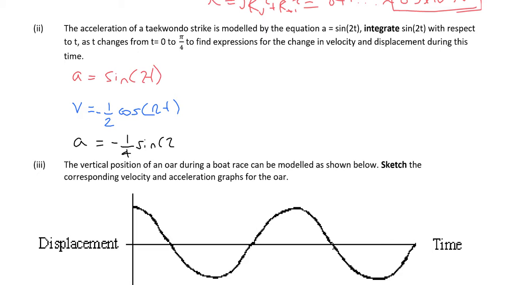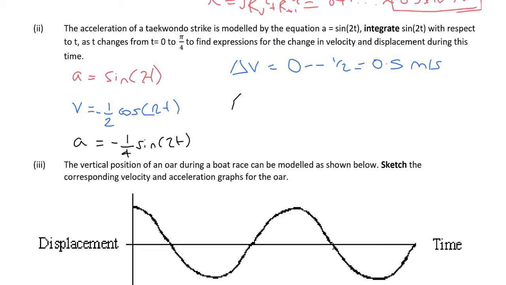We get it like this. Now we were integrating between limits, so the change in velocity is going to be when we put those limits in. So when you put pi over 4 in there, you get cosine of pi over 2, which is 0. When you put in 0 in there, you get cosine of 0, so that's 1 times minus half, so minus a half. So it changes by 0.5 meters per second.